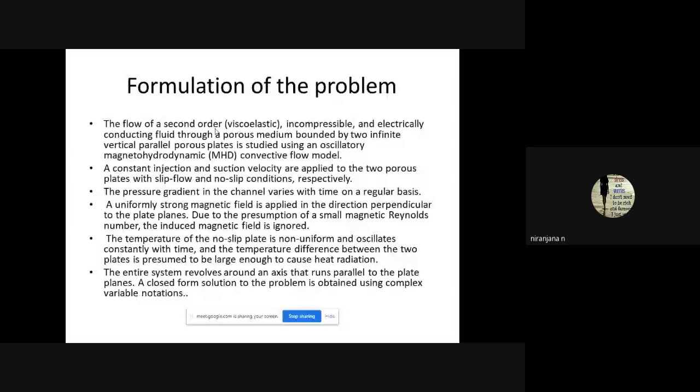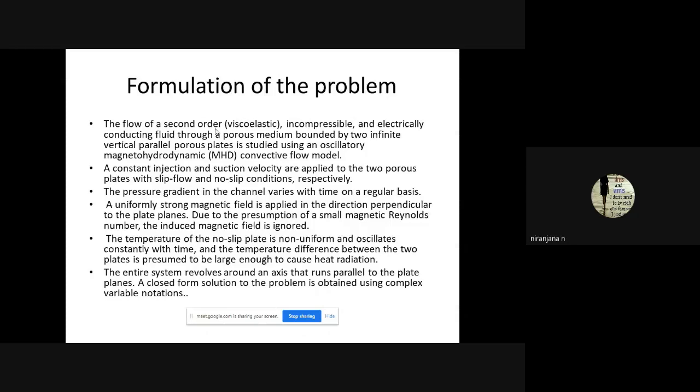The pressure gradient in the channel varies with time on a regular basis. A uniform strong magnetic field is applied in the direction perpendicular to the plate planes. Due to the presumption of a small magnetic Reynolds number, the induced magnetic field is ignored here. The temperature of the no-slip plate is non-uniform and oscillates constantly with time, and the temperature difference between the two plates is presumed to be large enough to cause thermal radiation. The entire system revolves around an axis that runs parallel to the planes.